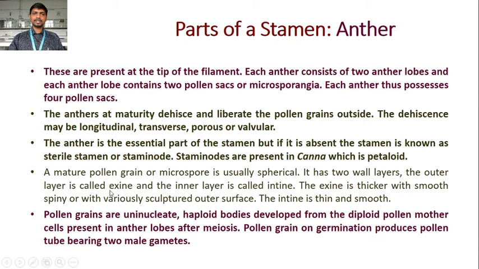The outer layer is called exine and the inner layer is called intine. So here we are studying the structure of the pollen grain or a mature microspore. It has two wall layers. The outer one, which is thick, is called the exine, while the inner layer, which is thin, is called the intine.